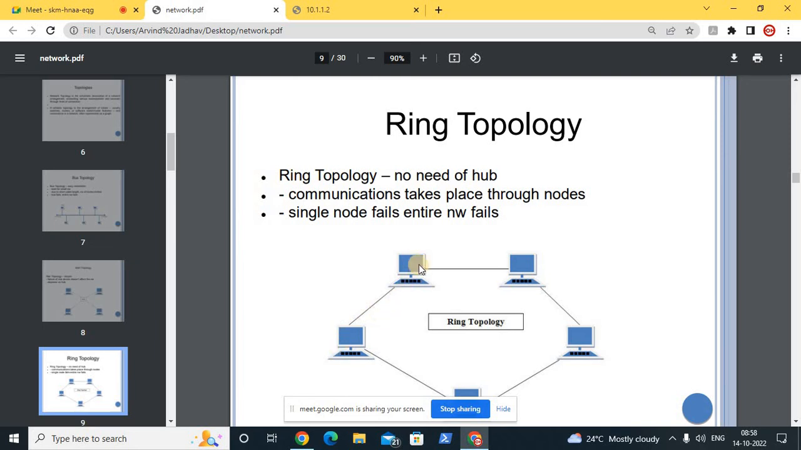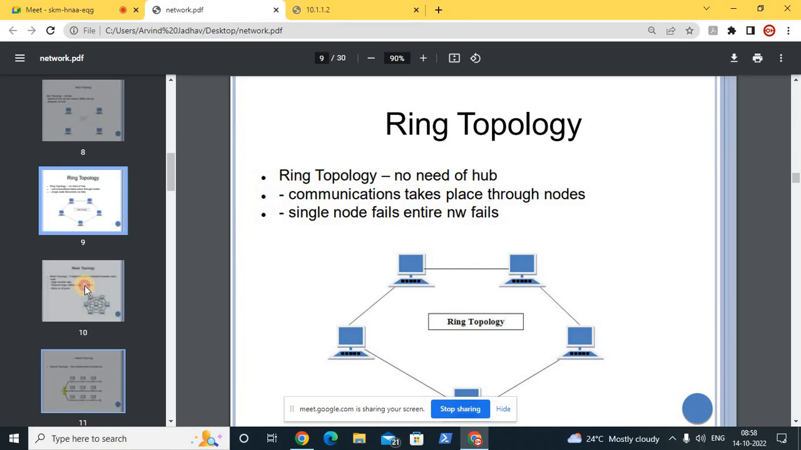If a PC communicates with a connected PC, then it's quite easy. Communication with the directly connected PC was quite easy. But with another PC, there was a problem. Okay, so this one is a ring topology.